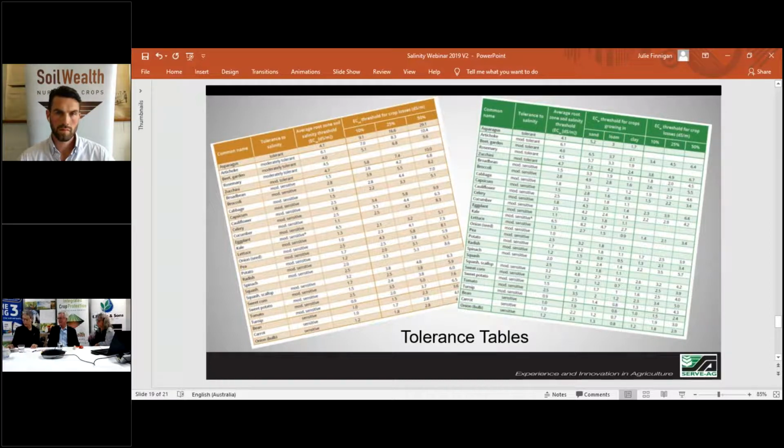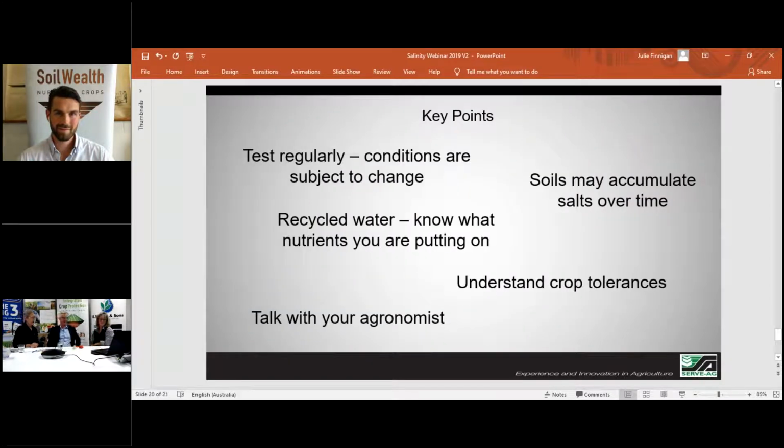So just checking, maybe you could put some key points up, Julie, just so we can see whether we forgot anything. Yeah, so some of the key points are conditions change. We know that from one day to another, might be from one season to another, but the key point is to really make sure we test and test regularly to understand what those variabilities might be.